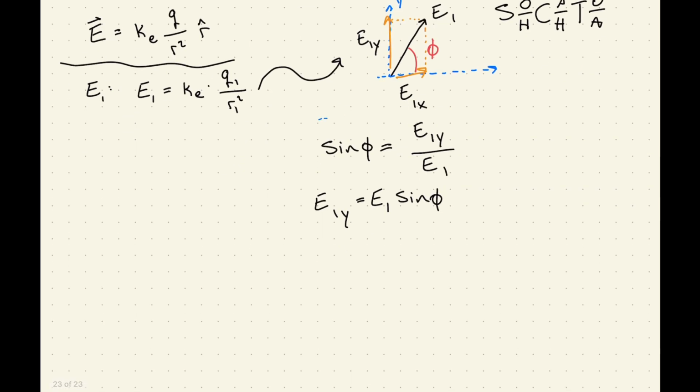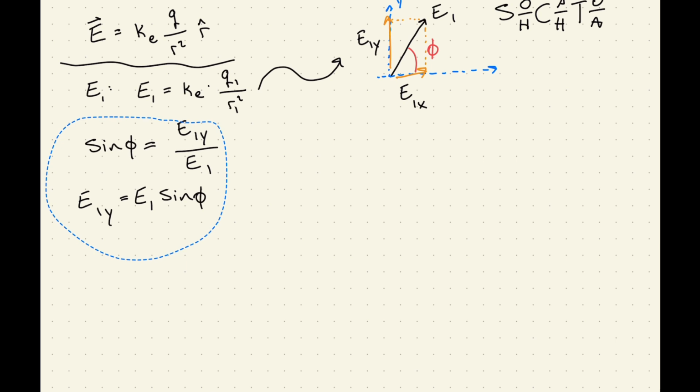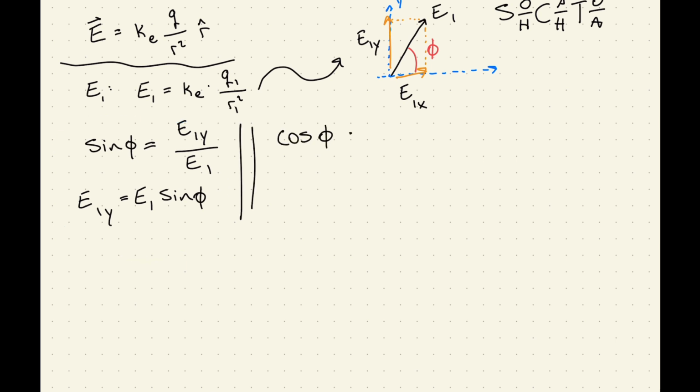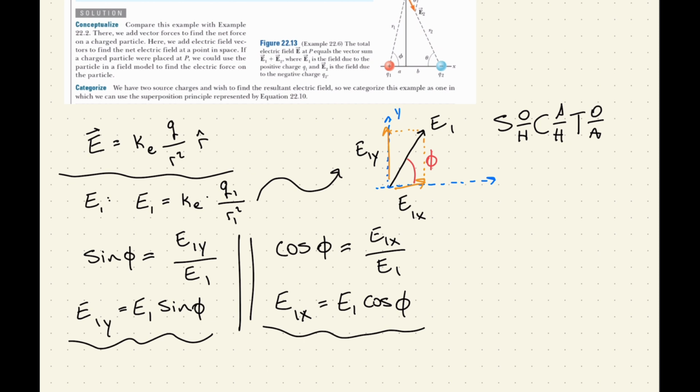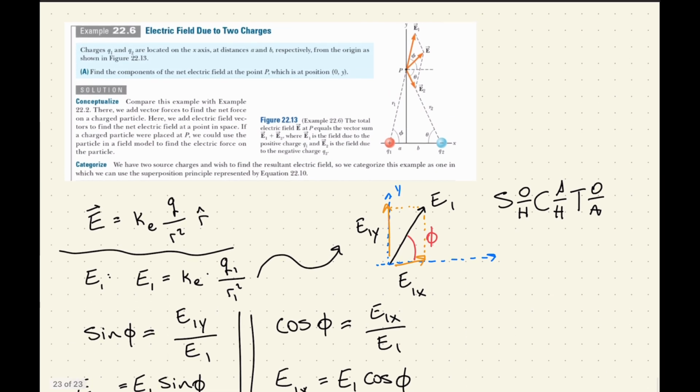We could do the same thing for cosine. I'm going to put it right here. Cosine phi is equal to adjacent over hypotenuse. In this case, adjacent is E1x over E1. Multiply both sides by E1 and we get an equation: E1x is equal to E1 cosine phi. So these are our components here. I really hope this is a problem that uses symbols.